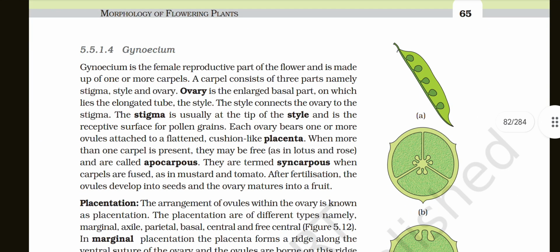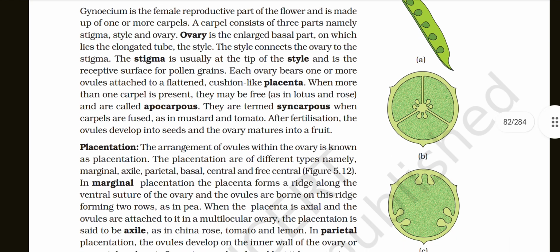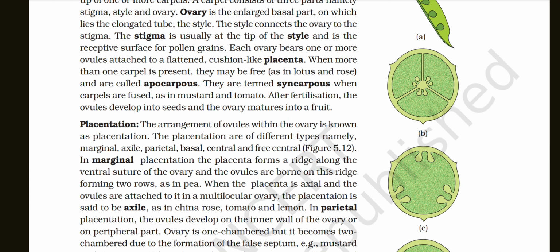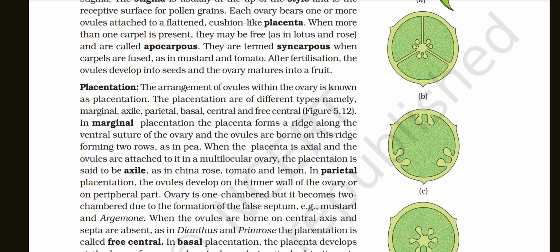Gynoecium. A gynoecium is the female reproductive part of the flower and is made up of one or more carpels. A carpel consists of three parts, namely stigma, style, and ovary. Ovary is the enlarged basal part on which lies the elongated tube, the style. The style connects the ovary to the stigma. The stigma is usually at the tip of the style and is the receptive surface for pollen grains. Each ovary bears one or more ovules attached to a flattened cushion-like placenta.